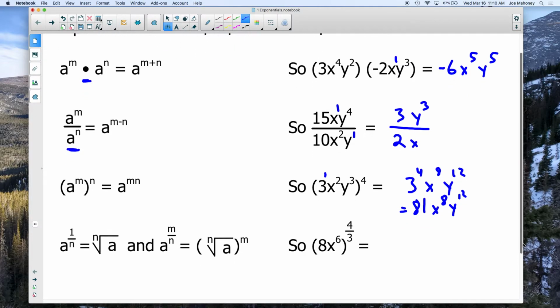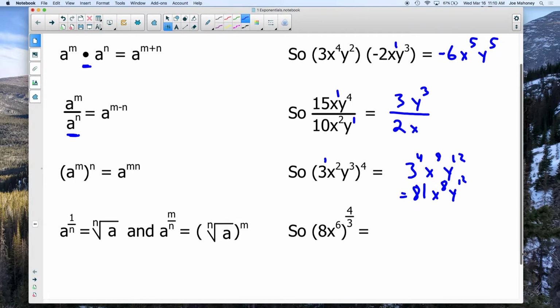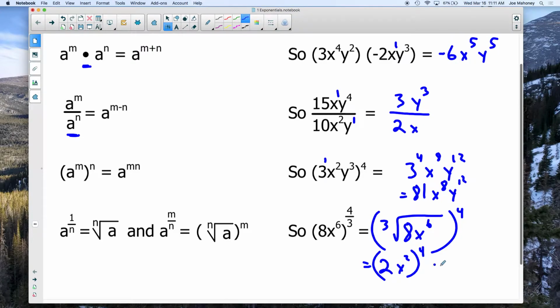And our final one, the denominator tells us the root to take. The numerator tells us the power of that root. So I'm going to be doing the cube root of 8x to the 6th, to the 4th power. So let's work inside. The cube root of 8 is 2. The cube root of x to the 6th is x squared, because remember, x to the 6th is like x cubed times x cubed. So that's where we get the cube root of that to be x squared. Raise that to the 4th. So now we're going to get 16x to the 8th.